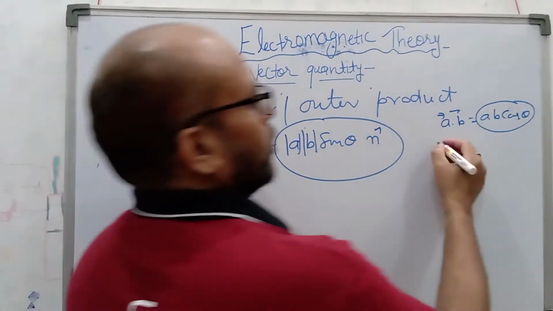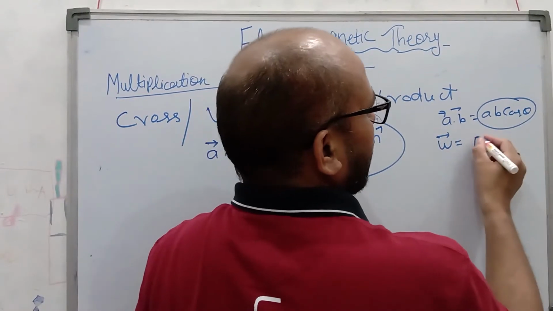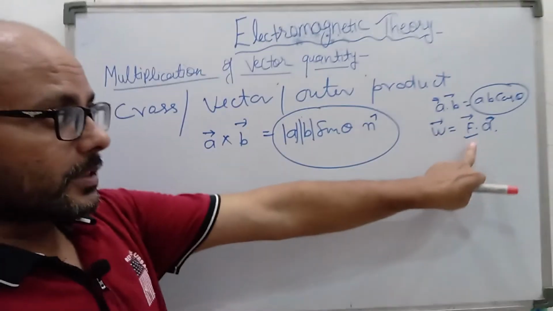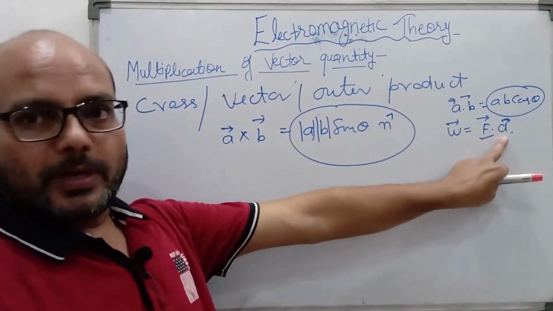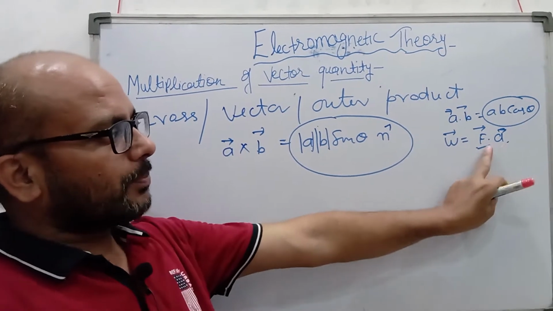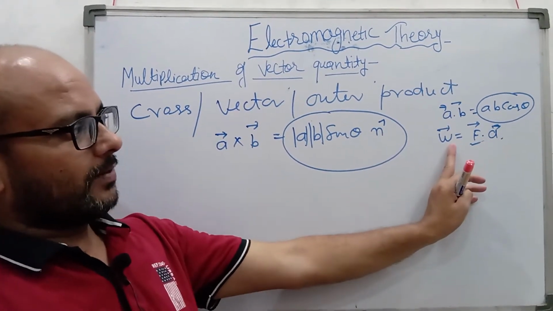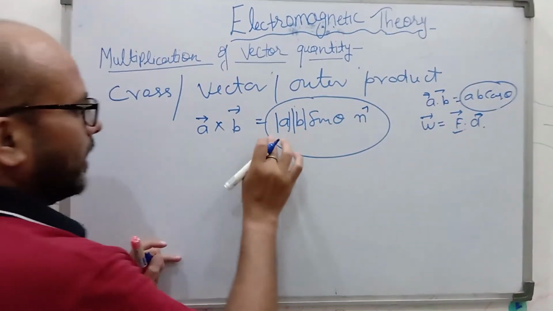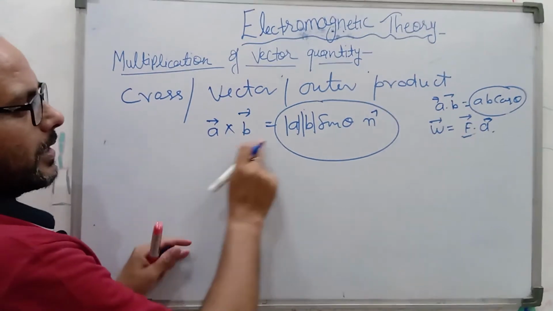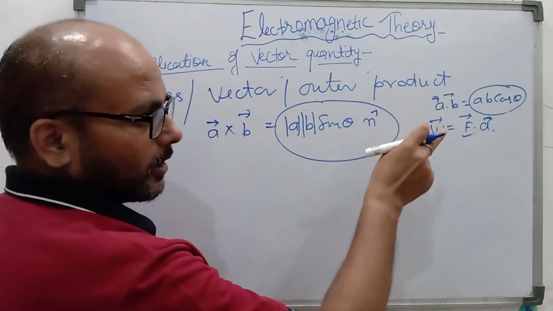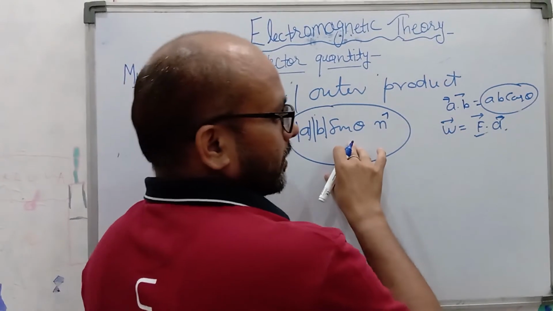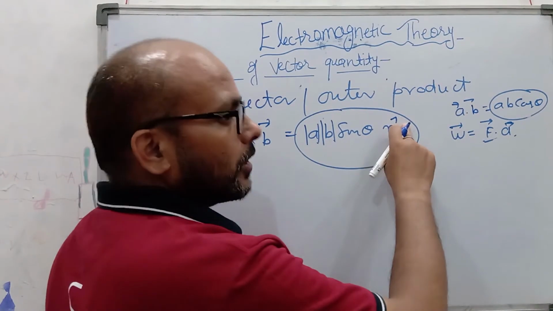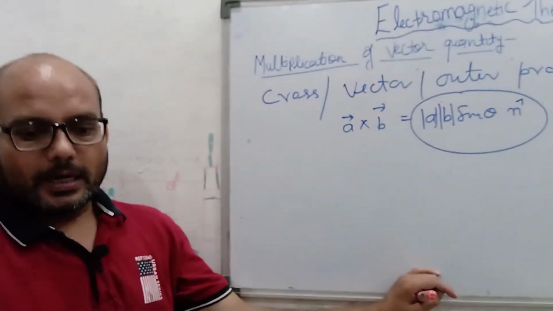Suppose work: W equals F into D. Here force is a vector quantity and displacement is a vector quantity. So the dot product of two vector quantities gives a scalar value, so there is no need for direction. But here A cross B, the product is also a vector quantity, so it needs a direction. So n cap is the direction. n cap is the unit vector which represents the direction.